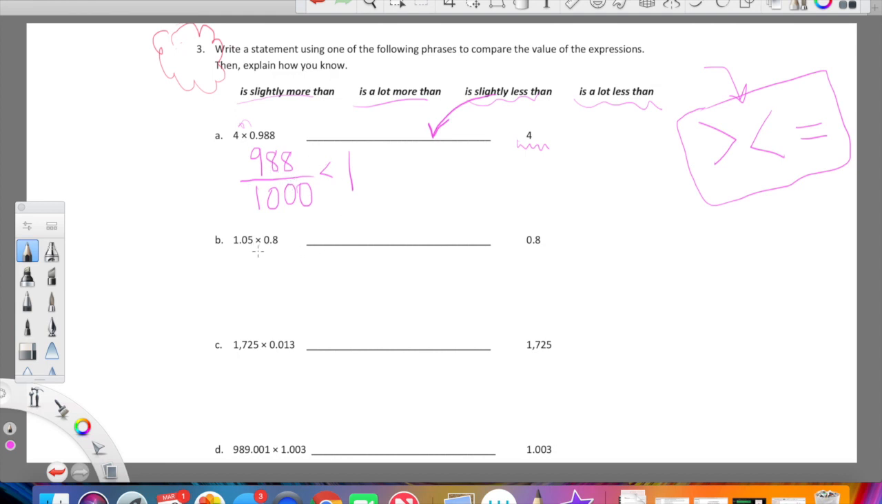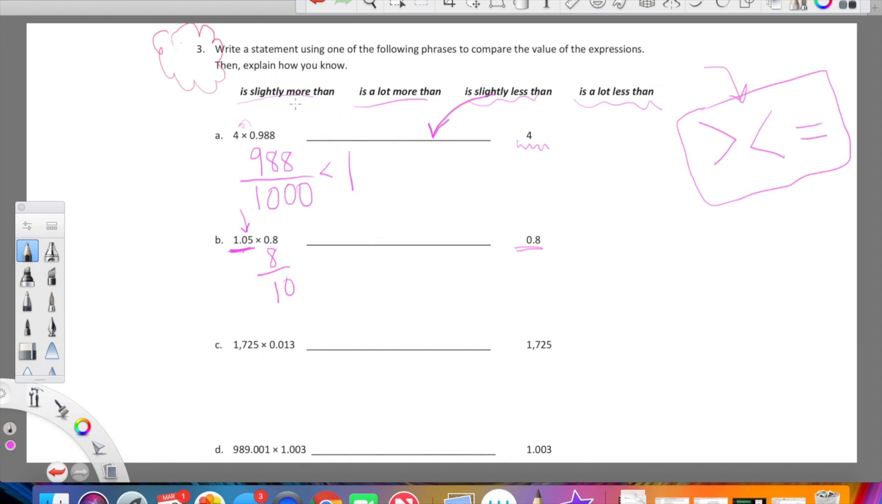Okay, let's look here. Using what we know about scaling factors, the scaling factor is a little bit more than 1. I know this is a scaling factor because this is our product here. So if we multiply 8 tenths by something that's just a little bit bigger than 1, the result is not going to be a huge dramatic change, right?